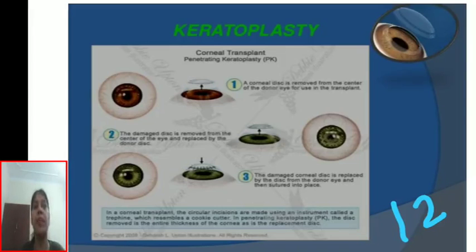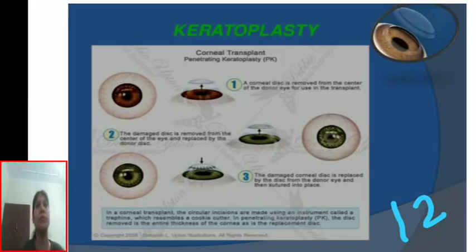Third is keratoplasty. We use keratoplasty when the total cornea is involved. When all layers of the cornea are involved, it causes complete loss of vision. At that time we use keratoplasty, the removal of the complete cornea. Now these are the steps of the keratoplasty.